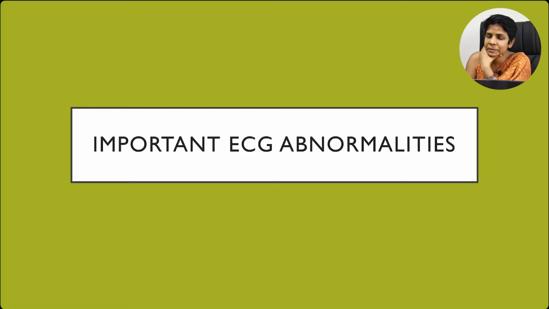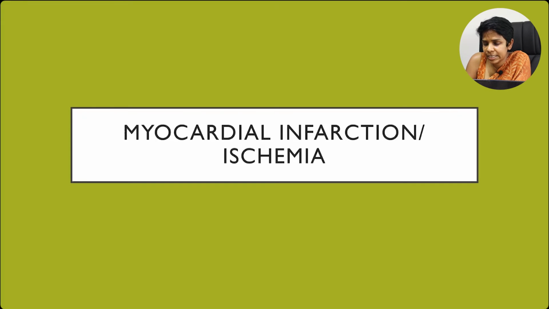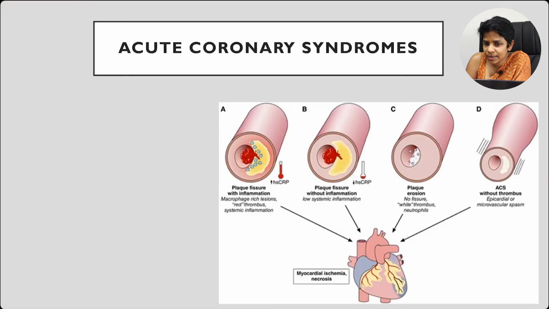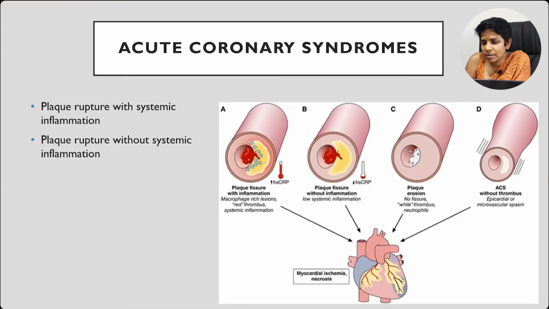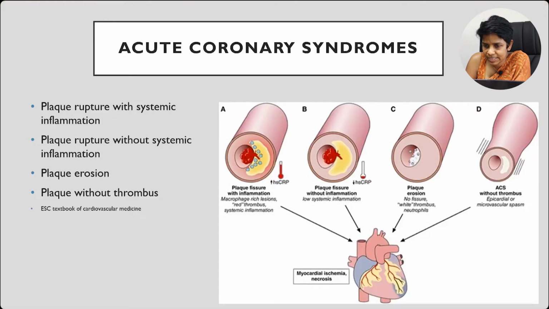Now I want to highlight few ECG abnormalities that are important, especially in our day-to-day practice. One condition is myocardial infarction or ischemia. You all know bulk of our ECGs are done to detect this condition, acute coronary syndrome. So acute coronary syndrome occurs due to atherosclerotic disease. If the plaque ruptures and a thrombus forms, then you get acute coronary syndromes.